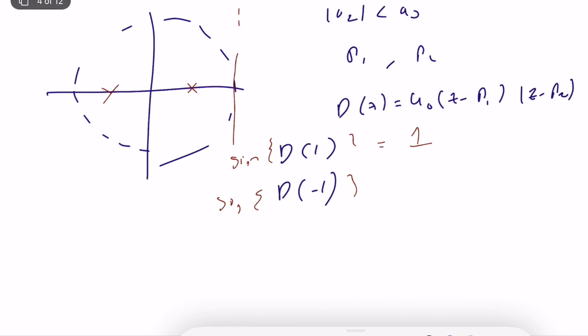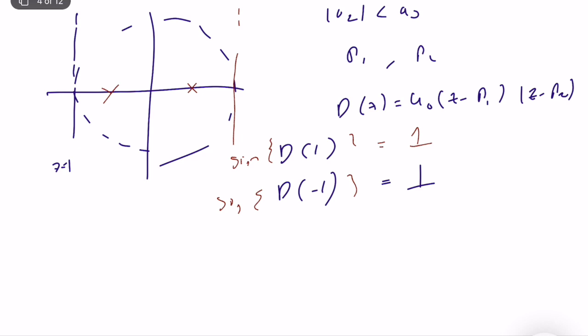Now in the second case, D(-1), I'm trying to look at where the poles are located with respect to z equal to -1. If my poles are both on the right hand side of this line, first pole will give a positive, and second pole will give a positive sign. It will be equal to 1. So it means that if my poles are all stable, the sign of D(1) and D(-1) should both be positive, or 1.